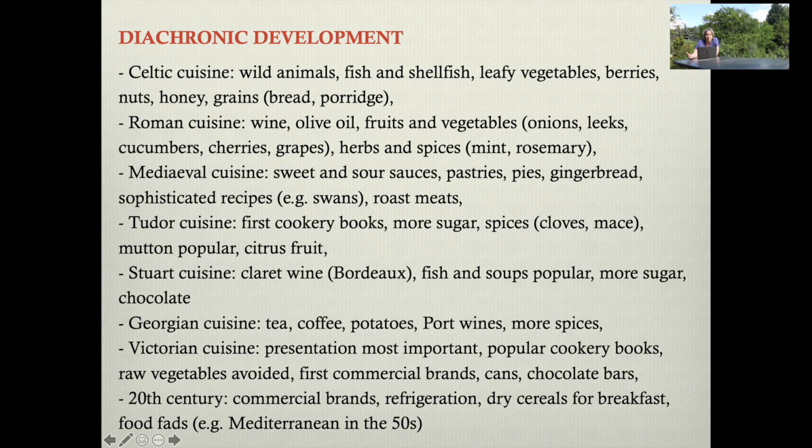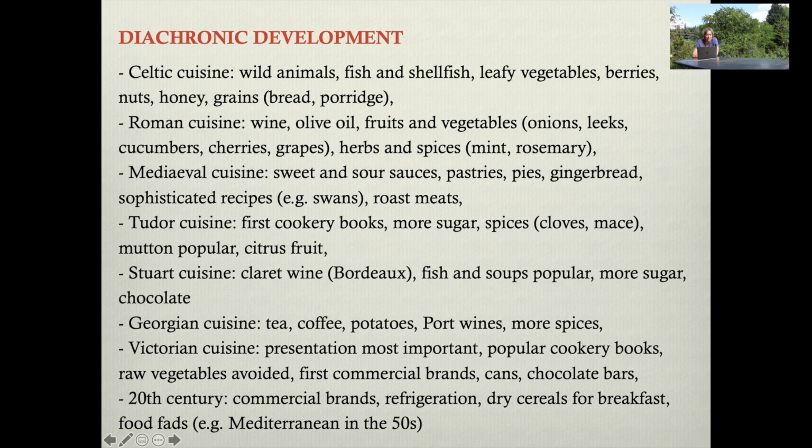For example, in the medieval period there was a fashion for sweet and sour sauces, for gingerbread, and all kinds of exotic spices that were brought from distant locations, mostly in Asia. There were all kinds of pastries and pies, which are still, as you will see, quite popular in traditional British cuisine, and the staple food among the rich was roast meat, sometimes very sophisticated recipes like roast swans. Apparently only the royalty could eat roasted swans. Do you remember swan upping on the River Thames? This is the memory of this time.